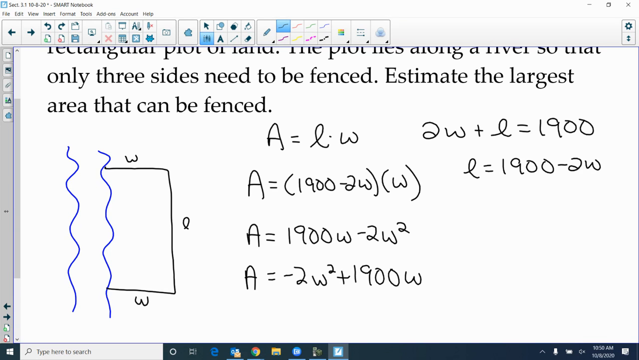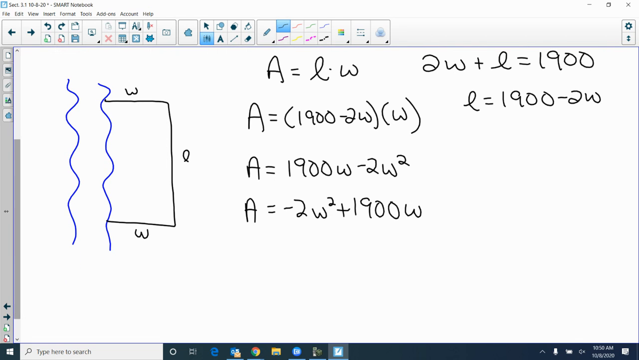It's a quadratic equation. You have a W squared. It's going to open down because you have a negative in front of the 2. And so it means it's going to have a maximum. We want to find that maximum. Graphing is an option, but there are going to be cases where you're not going to have your calculator on this chapter. So what would be our other option if we want to find the maximum? We have to find the vertex.